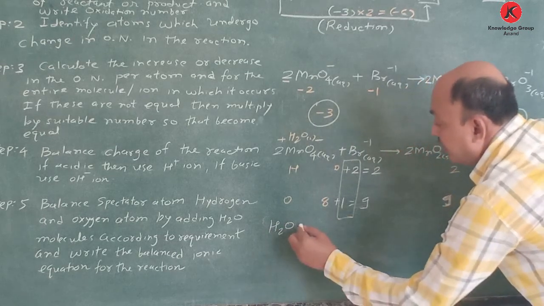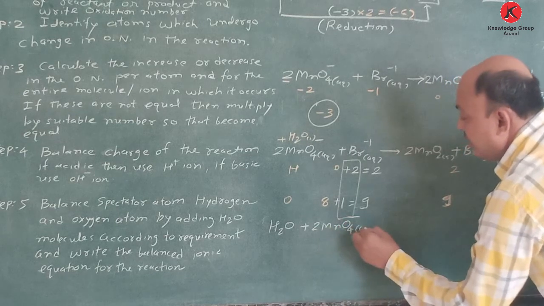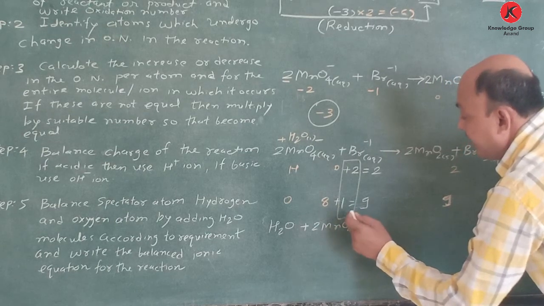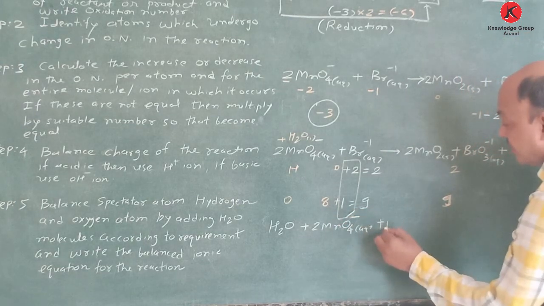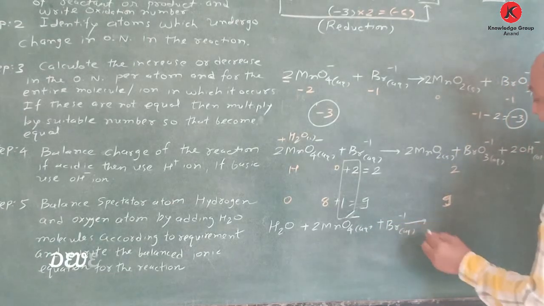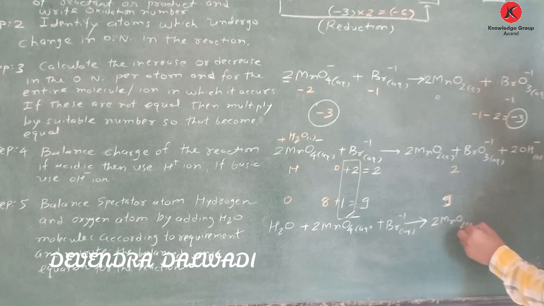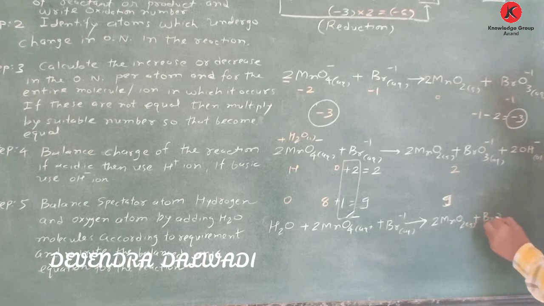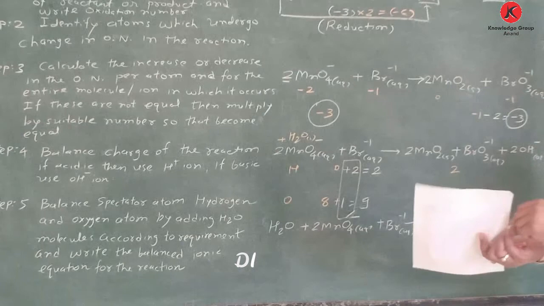H2O plus 2MnO4 minus aqueous plus Br minus 1 aqueous, it gives 2 MnO2 solid plus Br3 minus 1 aqueous plus 2 OH minus aqueous.